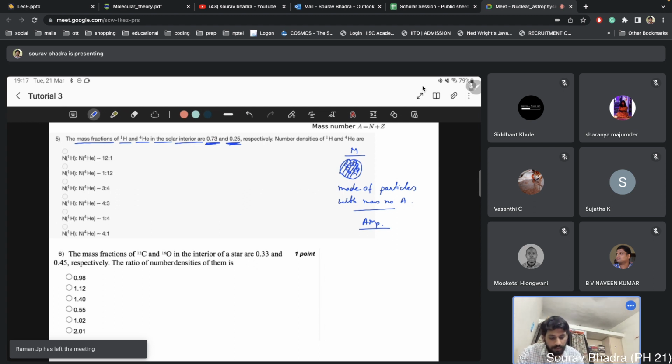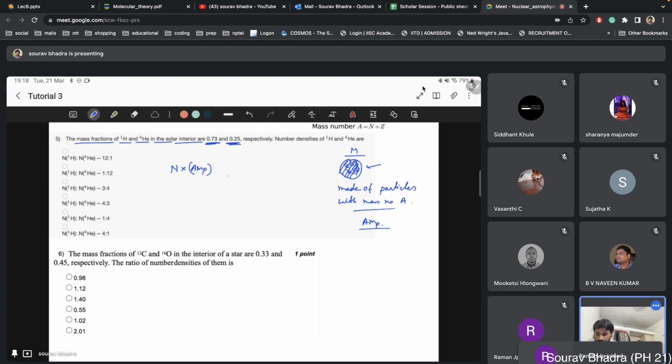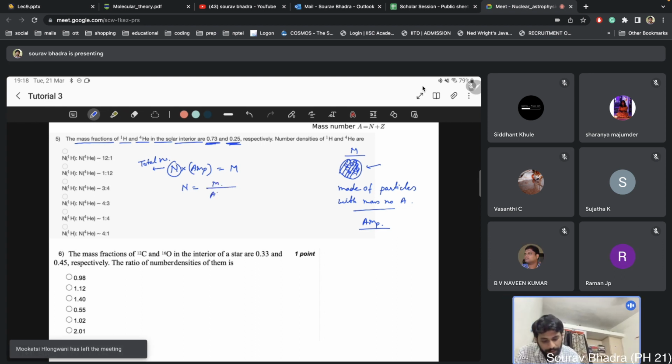Now suppose you have a total of N particles inside this mass and each particle has mass A m_p. That is proportional to the total mass, because here I have considered that the whole mass capital M is made of a single type of particles with mass number A. This N is the total number, so N is the total mass divided by the mass of each particle.